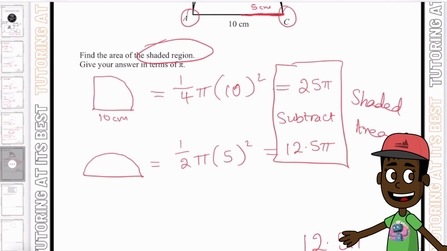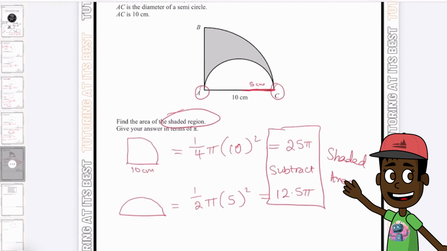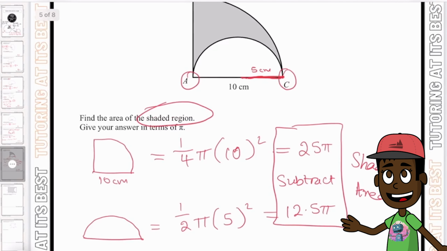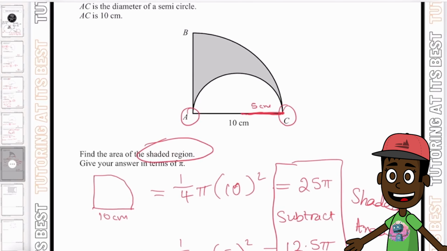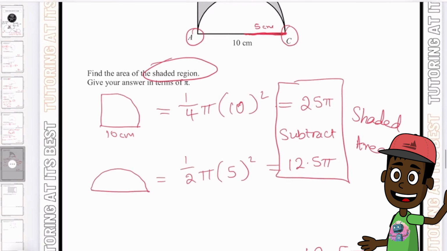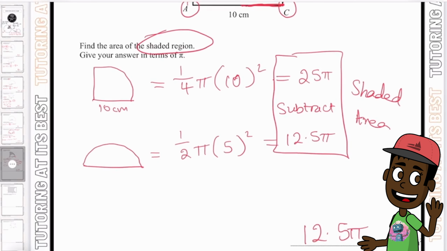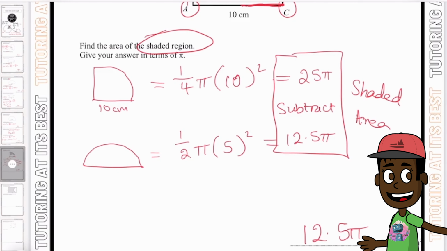We now need to work out the shaded region, which means we're going to take the larger quarter circle and subtract the area of the semicircle, which means we will have 25 minus 12.5. And if we subtract that, our answer will be 12.5 pi, and that's your centimeter squared. And this is your shaded area. So I hope you can see how I've broken that down into 3 simple steps. Let's now go ahead and dive into question 8.